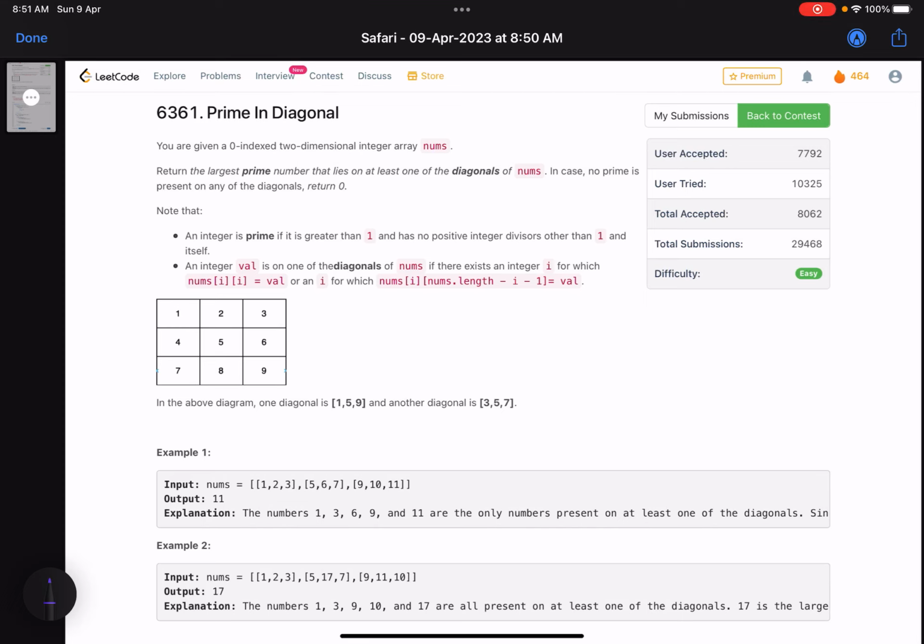So in this video we'll discuss the first problem of Leetcode Weekly Contest 340. It's an easy level problem, but I don't know why the accuracy is on the lower side. So let's see what the problem is asking us to do. The problem name is Prime In Diagonal.